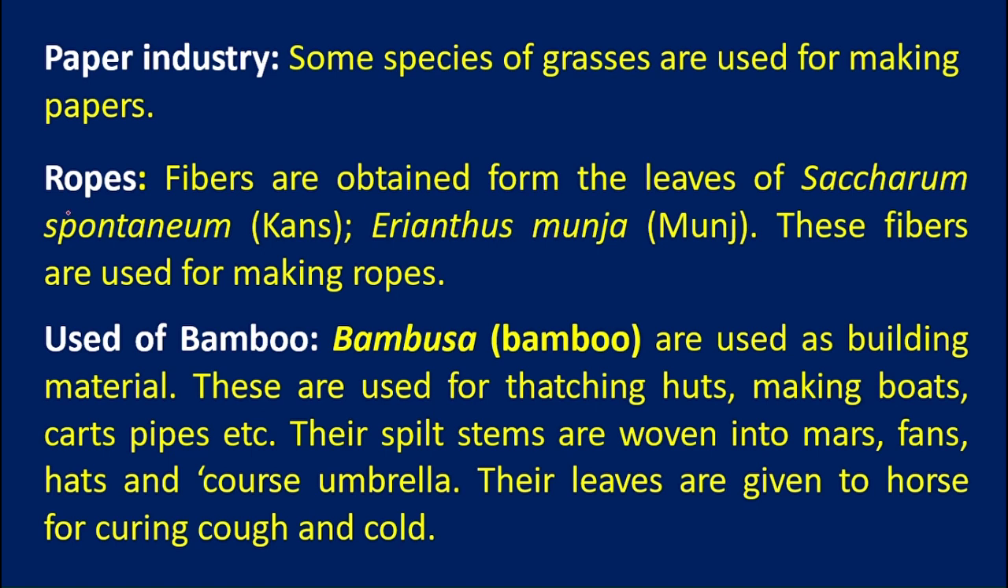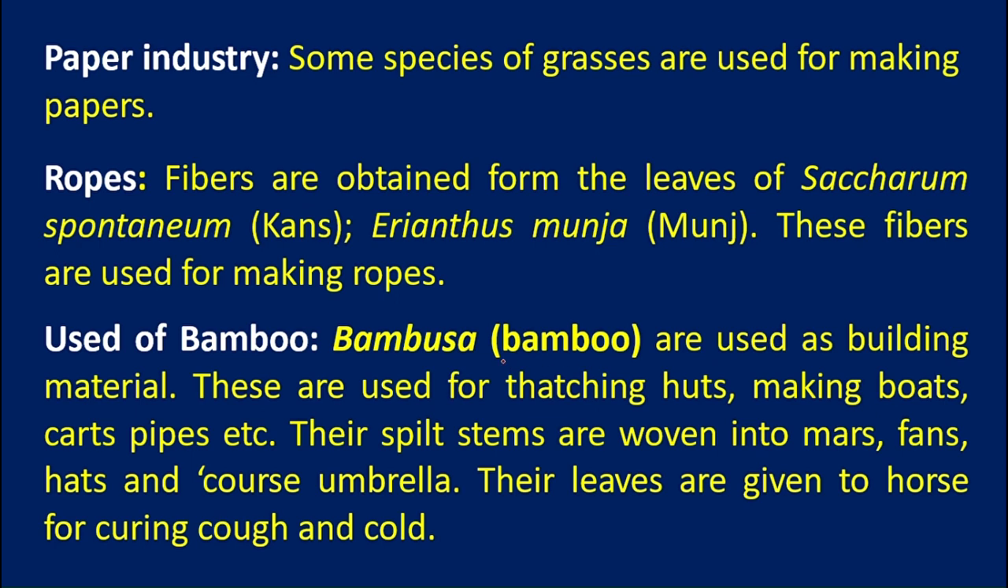Some plant species are used to prepare ropes. Fibers are obtained from the leaves of Saccharum spontaneum, commonly called kans, and Erianthus munja. These fibers are used for making ropes. And Bambusa is commonly called bamboo.